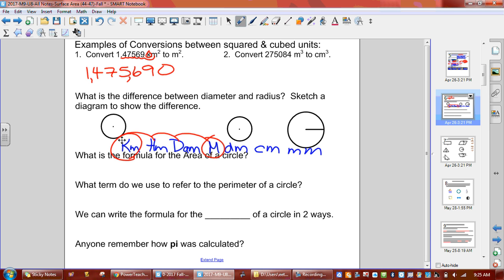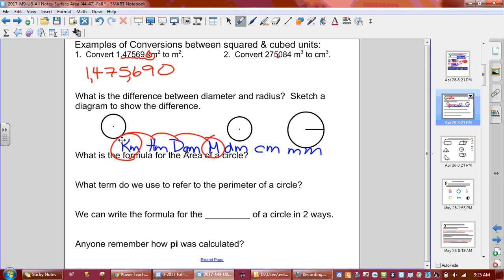So meters cubed to centimeters cubed. Now, I'm going to put a decimal in here. The decimal should be between the 5 and the 0. So please put the decimal in the 5 and the 0. So now meters to centimeters cubed. So if I look on the bottom here, I want to go meters to centimeters. That's 2 to the right.